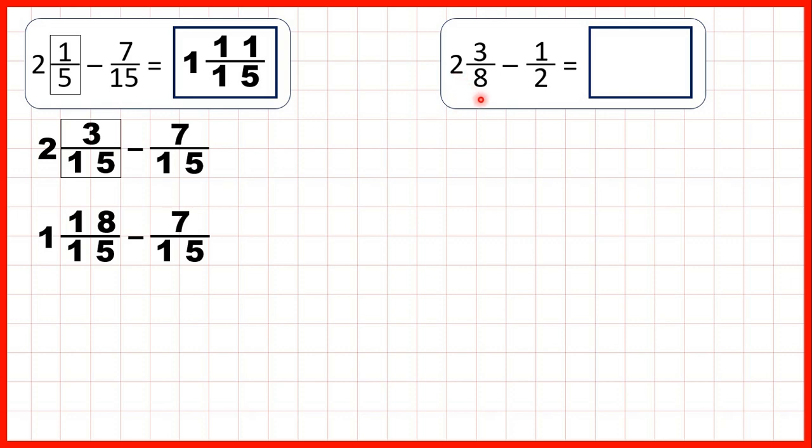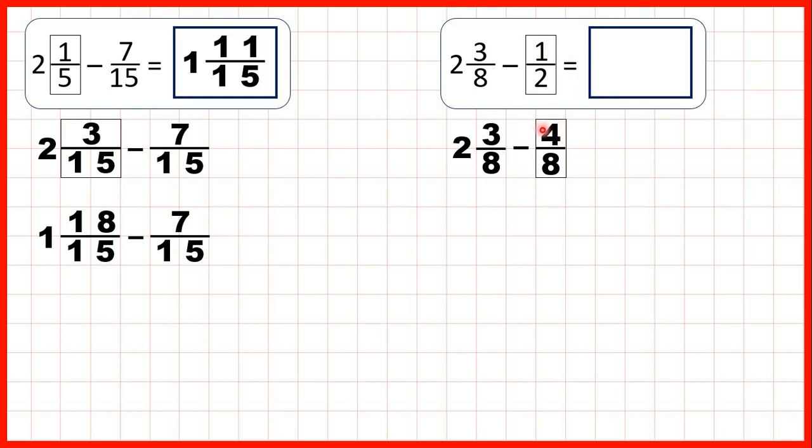Now 2 3/8 minus 1/2. Again, we know that to subtract fractions we need the denominators to be the same. Now 8 is in the 2 times table, so we can find a fraction equivalent to 1/2 with a denominator of 8. So this time the 2 3/8 stays the same, but instead of subtracting 1/2 we can subtract 4/8. That's equivalent because 2 times 4 is 8 and 1 times 4 is 4.